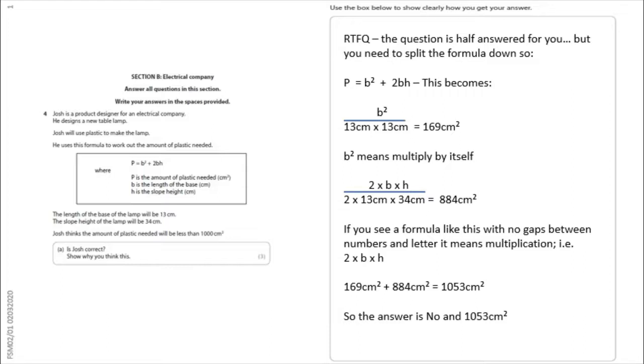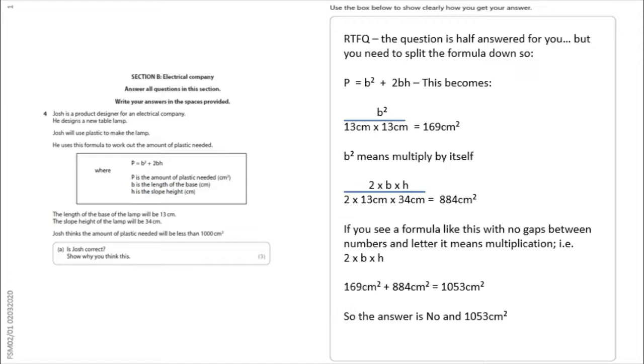When we see a symbol like this, B with a little 2, think back to area. We were squaring something. We're timesing it by itself. So B squared means multiplying by itself. What's B? B is the length of the base. Look back at the question. The length of the base of the lamp will be 13 centimetres. So B is 13 centimetres. And all we are doing is timesing 13 by 13, which equals 169 centimetres squared. First part done, and the answer was right in front of you.